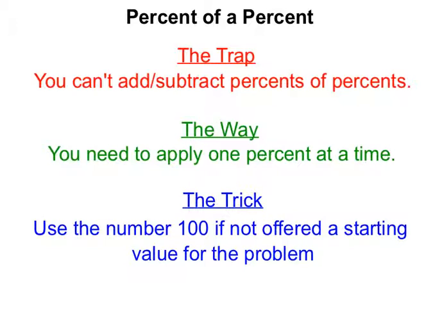So what we're going to look at is 6 different ideas this week, and then we'll sprinkle some more throughout after that. So first one up is percent of a percent. So main idea here, the trap is that you can't add or subtract percentages like you want to. The way to do it is apply one percentage at a time. And the big trick here is that if they don't give you a starting value, you want to choose 100. Since we're talking percent, that means out of 100. So we'll want to use 100 as our starting value.